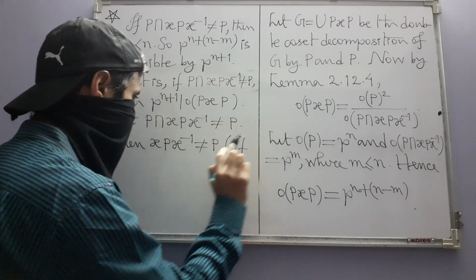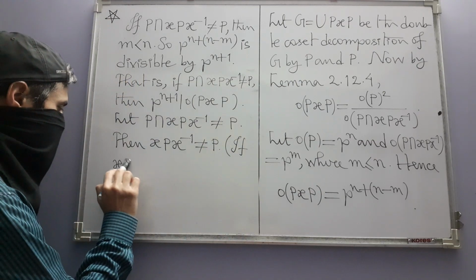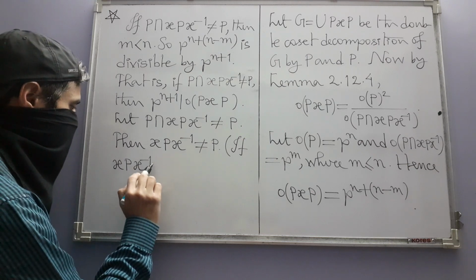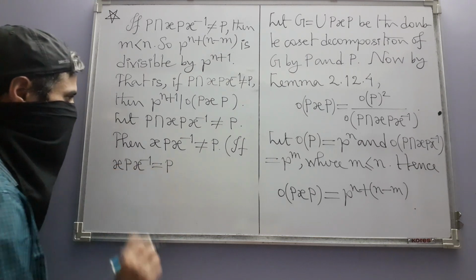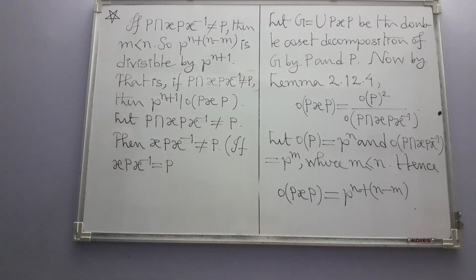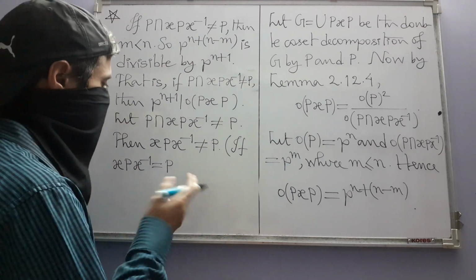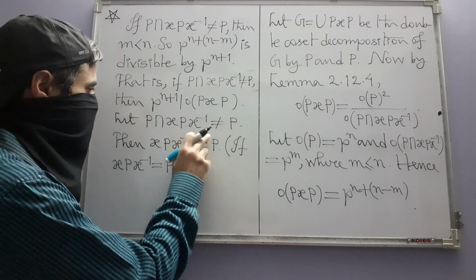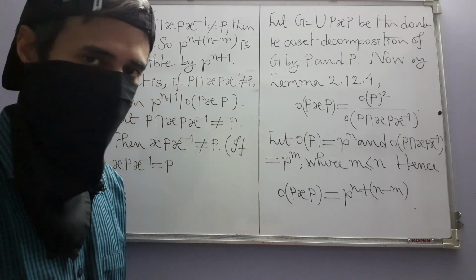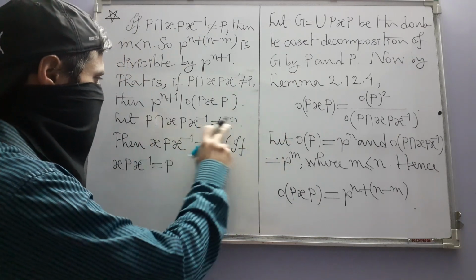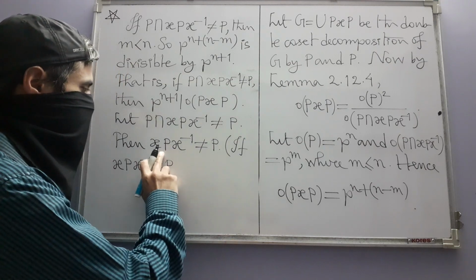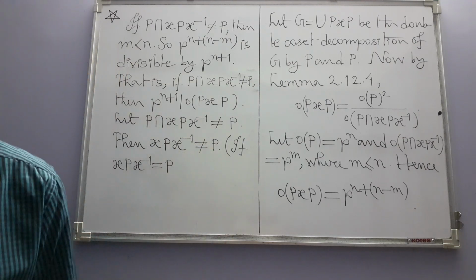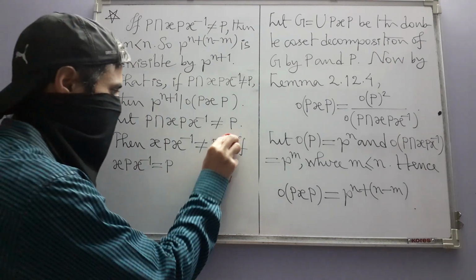If xPx⁻¹ is equal to P, well, okay, this is something trivial, no? If these two are equal, then the intersection is of course equal to P. So that's why, because the intersection is not equal to P, this is not equal to P. And there is no need for any further explanation.